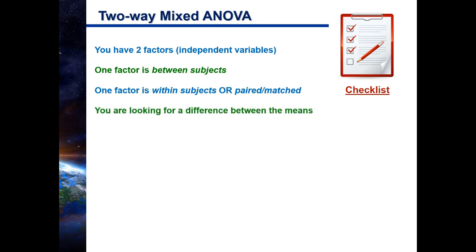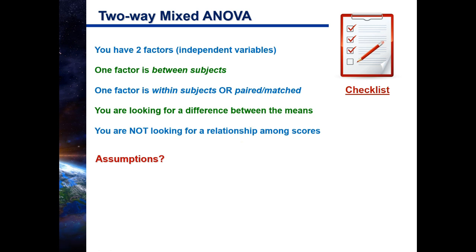You are looking for a difference between the means. Always, always, always, right? T-tests and ANOVAs, that's what they do. They look at means, or they're looking for a difference between the means. You are not looking for this word.